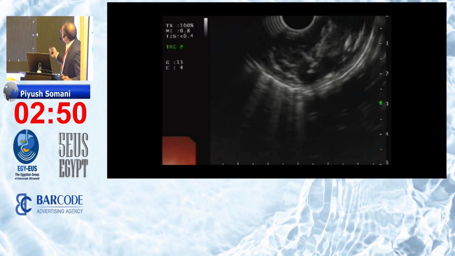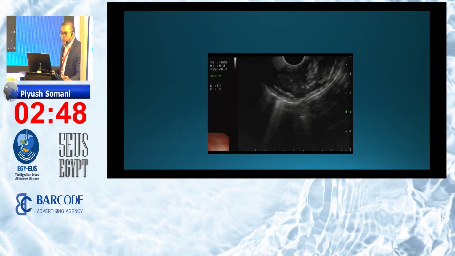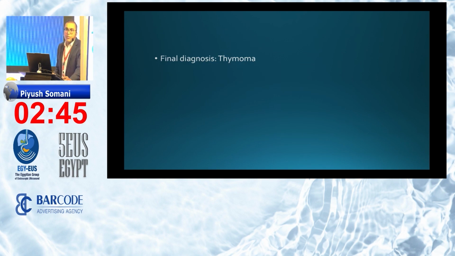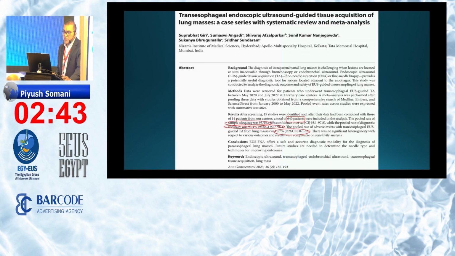And you can see the right pleura very close to the mass. Biopsy was suggestive of thymoma. Patient went for a surgery with the thoracic surgeon.